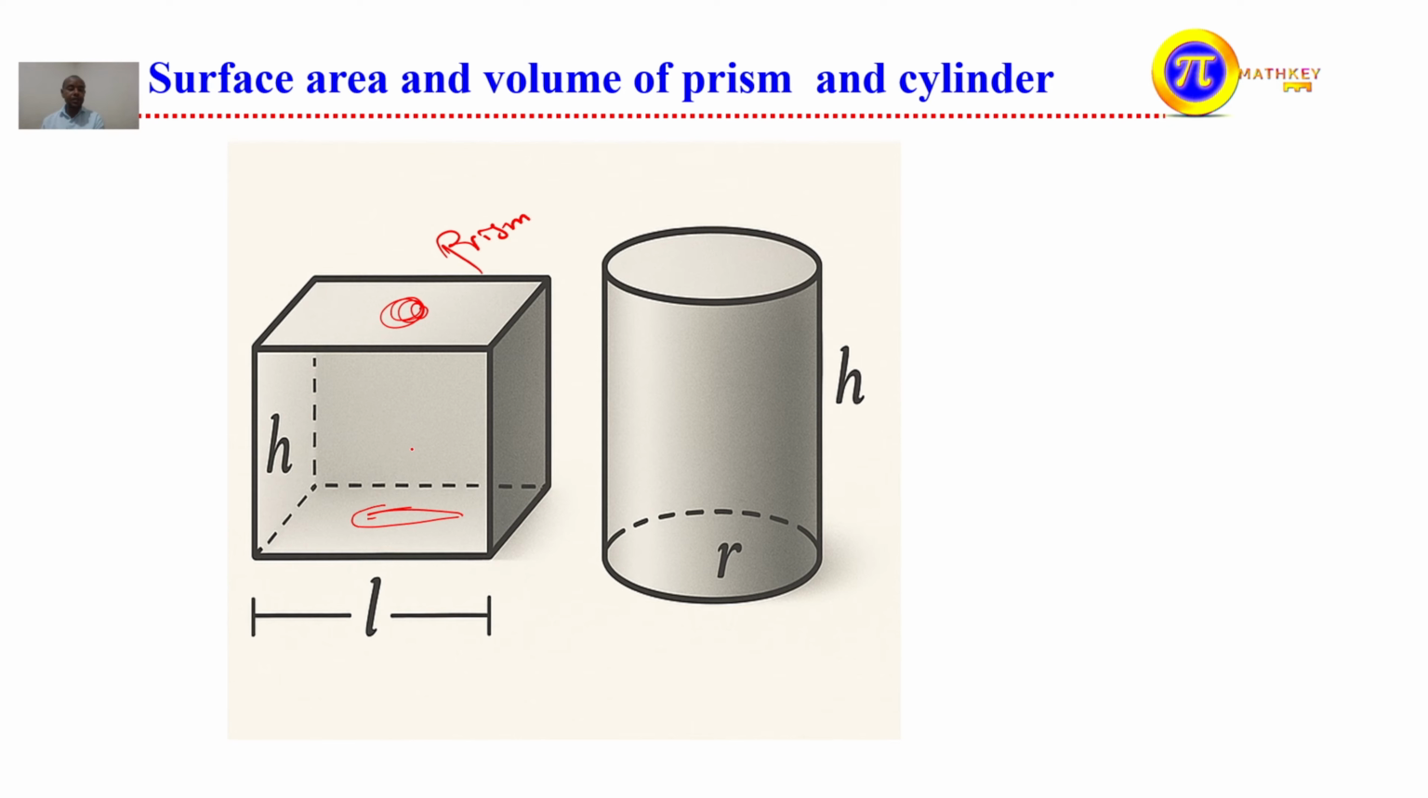And the name depends on its side. If it is three-sided figure, that means triangle, we call triangular prism. If it is rectangle, that means we call rectangular prism, whether it is a square or rectangle or rhombus, whatever the case. In case of cylinder, as the name indicates, cylinder, it has what?